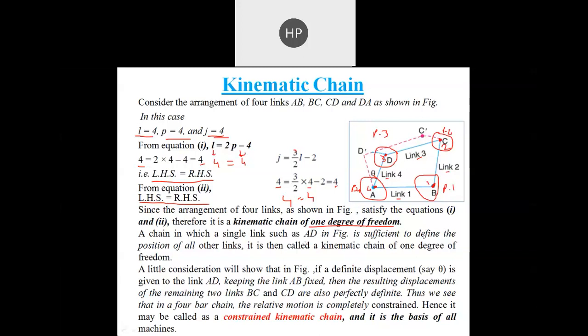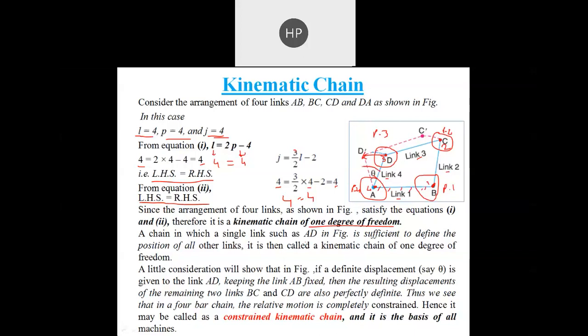So a chain with a single link, such as AD here, is sufficient to define the position of all. If you change the link AD and point D from here to here at some particular angle, you can see that the link 3 and link 4 also change. So in this case, link 1 is fixed.